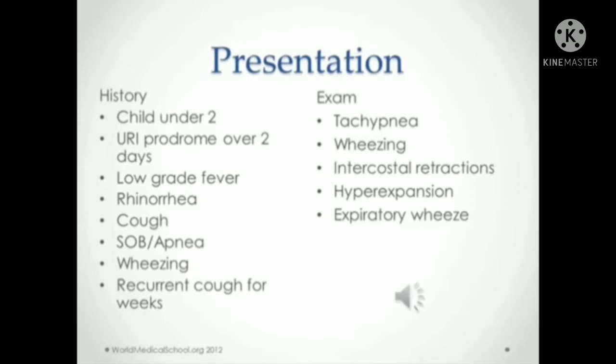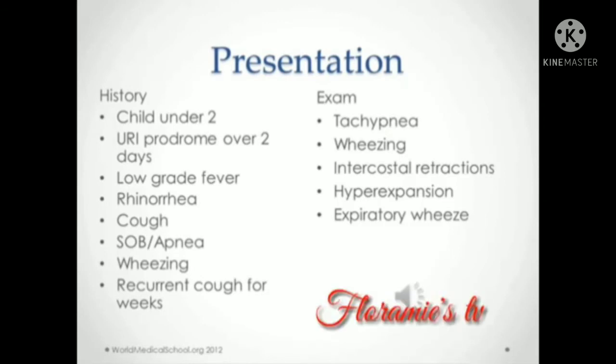So the story that you'll hear is this child under the age of 2 has an upper respiratory infection where they have runny nose, maybe some cough, sneezing for a couple days, and then they have this low-grade fever, a little bit higher fever if it's caused by adenovirus. And then they start to get this shortness of breath, sometimes apnea. I think it's around 20% end up presenting with apnea. But wheezing is really the key feature here.